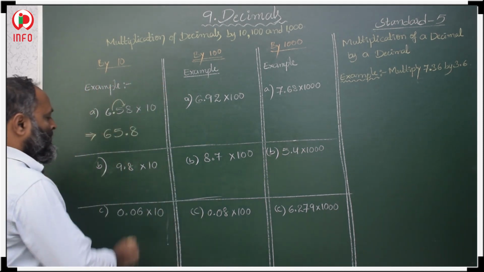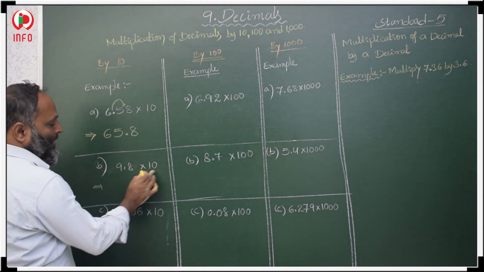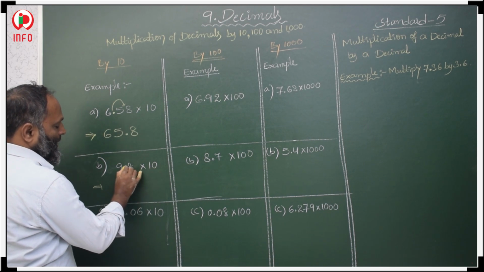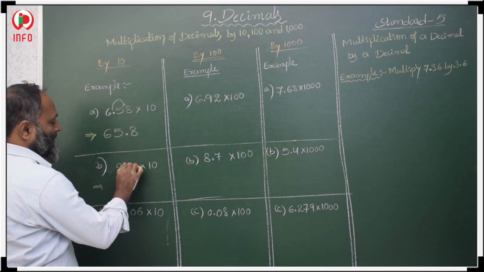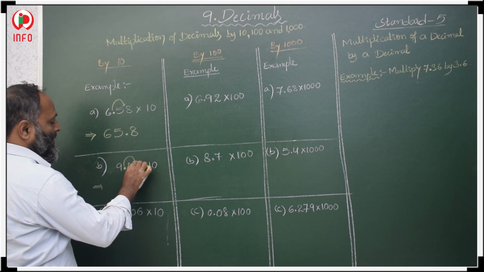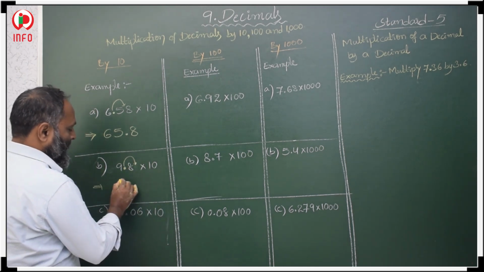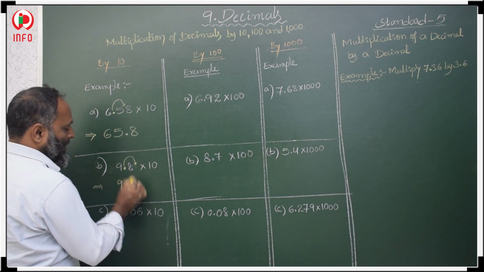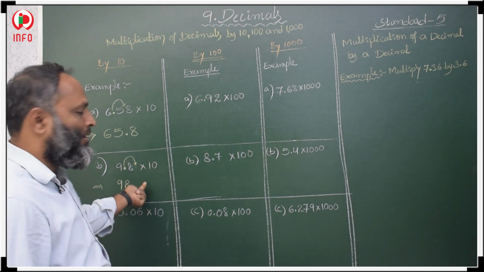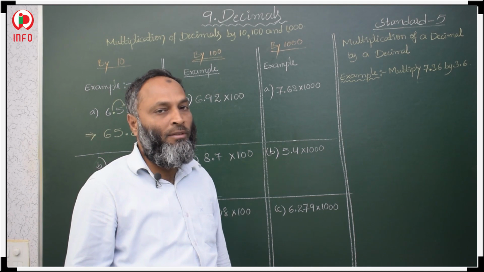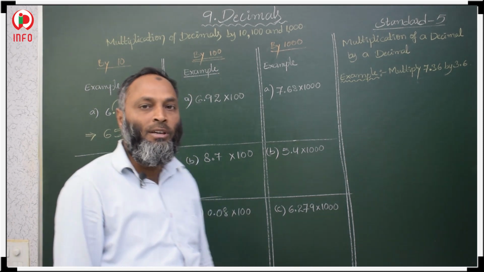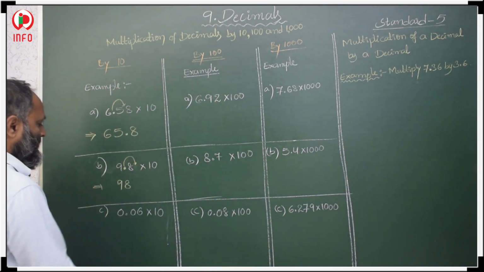And here also multiply with 10. If we multiply with 10, the decimal point moves one digit from left to right, that is 98 point. After the number the point will come, then no need to keep the point. Okay, 98 is the answer.